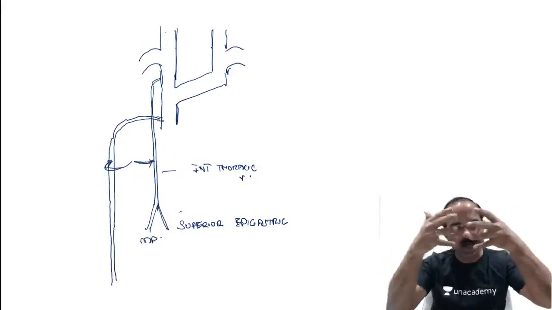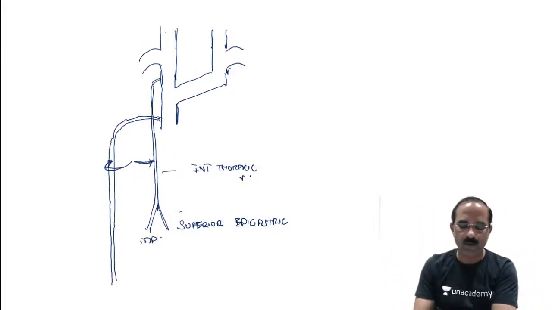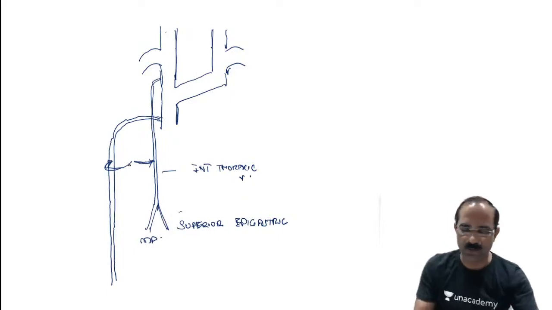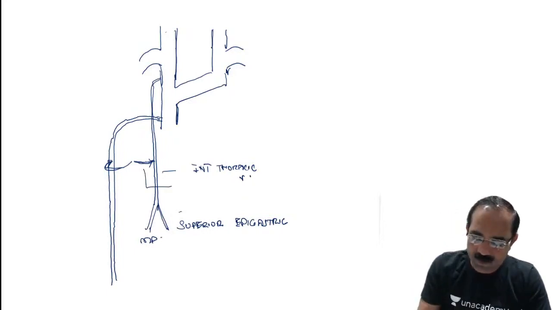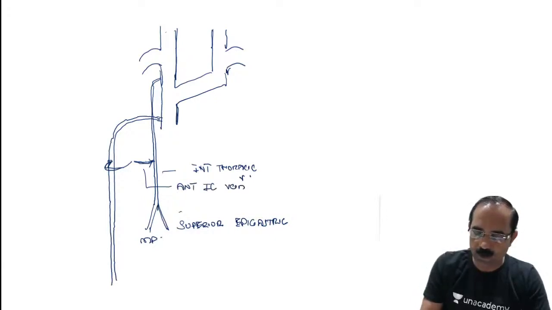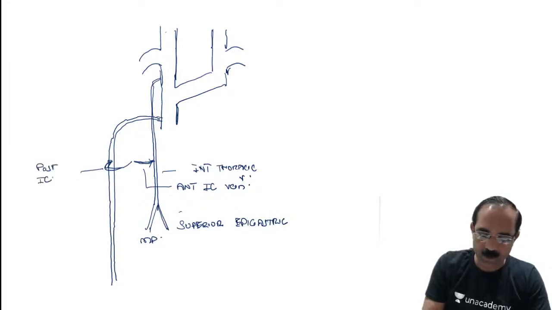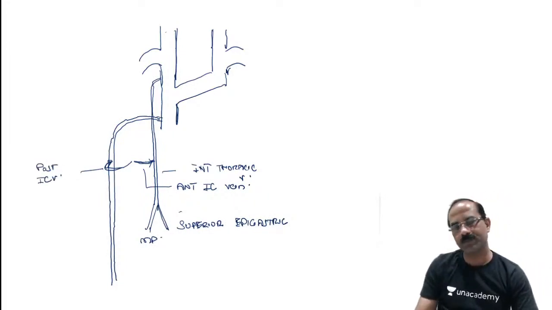So I've just shown an anastomosis here between the anterior and the posterior intercostal vein. They're anastomosed with each other, right? So I'll label this as the anterior intercostal vein, and I'll label this as the posterior intercostal vein. Anterior intercostal vein, posterior intercostal vein.